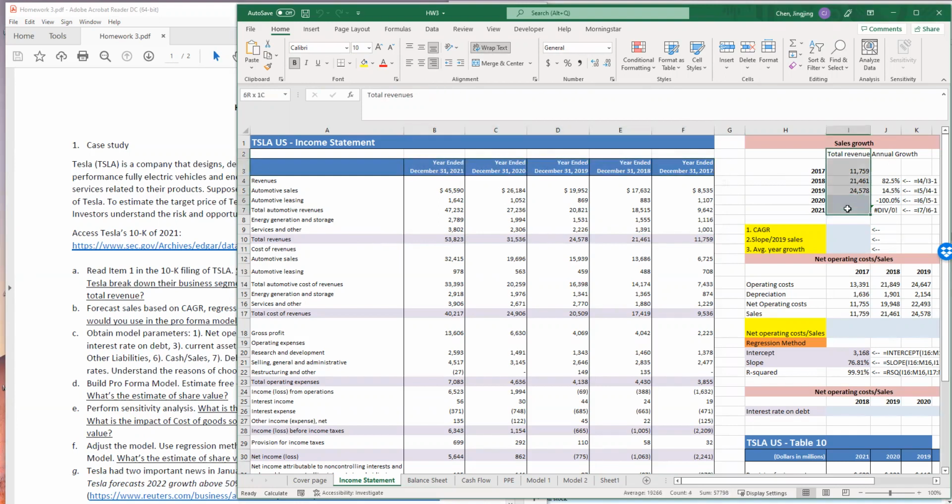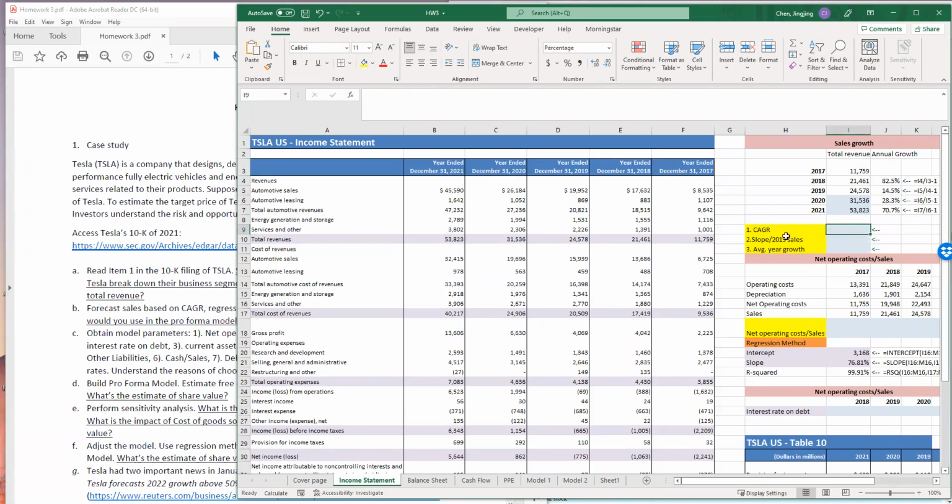So this column will need the total revenue input. The total revenue here for 2017 is 11 billion. Now for 2020, it is 31 billion. For 2021, and we can see we already have the year-on-year growth rate for each year. It's pretty volatile here. That's why we need to use different methods.